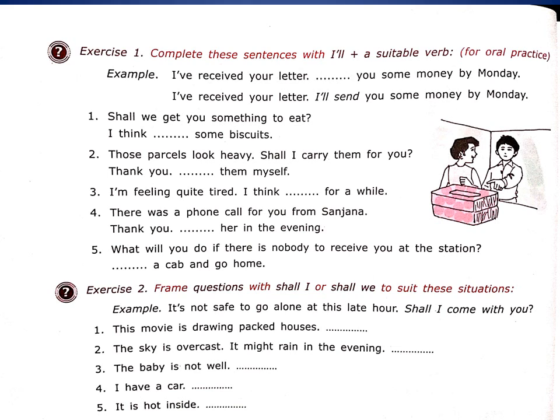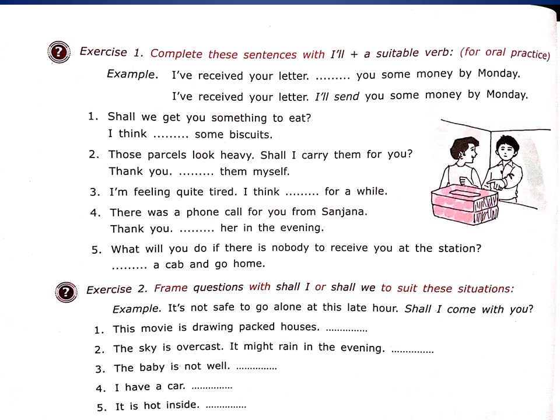This movie is drawing packed houses. Right? Now you can create any sentence like this. Let me just create for you. Rest you'll create yourselves. This movie is drawing packed houses. Shall I book tickets for the Sunday? Like this, you will complete the sentences, children. Once again, I'm repeating: Shall I book tickets for the Sunday? Right? Rest you'll do it yourselves.